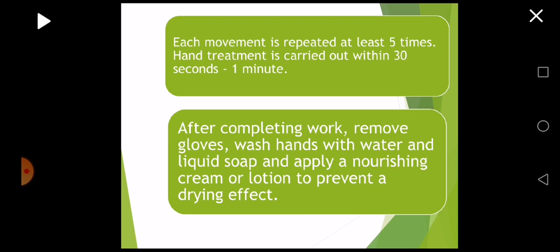Each movement is repeated at least 5 times. Hand treatment is carried out within 30 seconds to 1 minute. After completing work, remove gloves, wash hands with water and liquid soap, and apply a nourishing cream or lotion to prevent a drying effect.